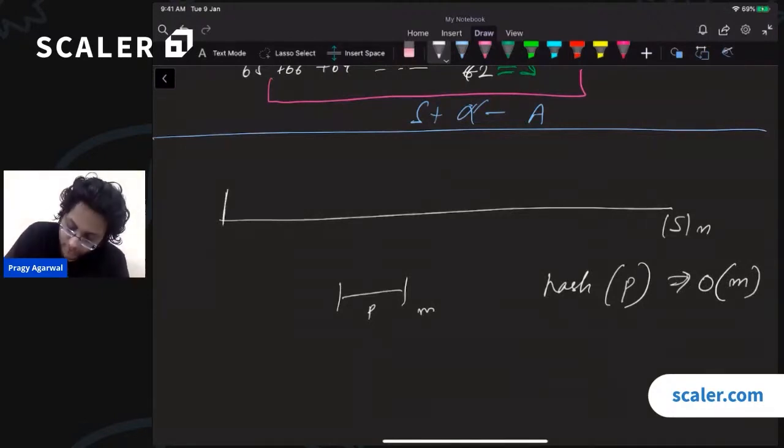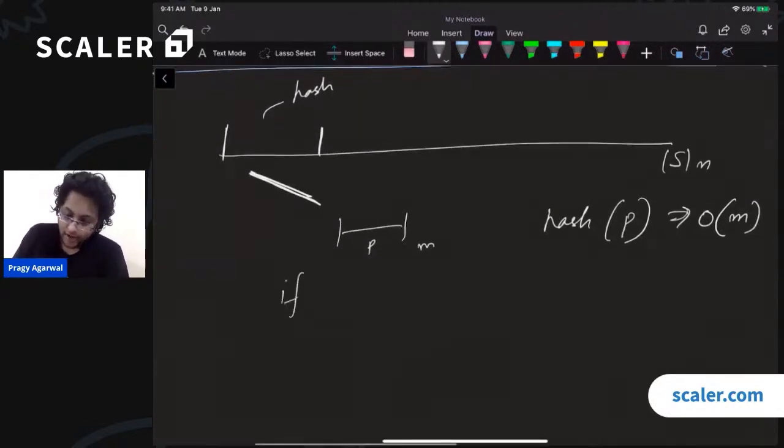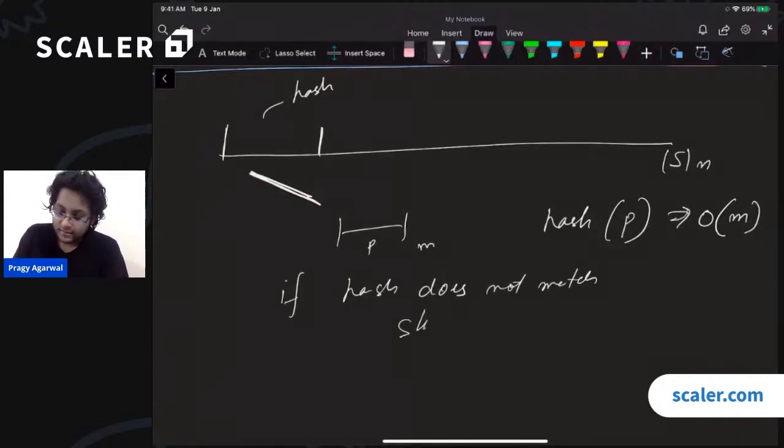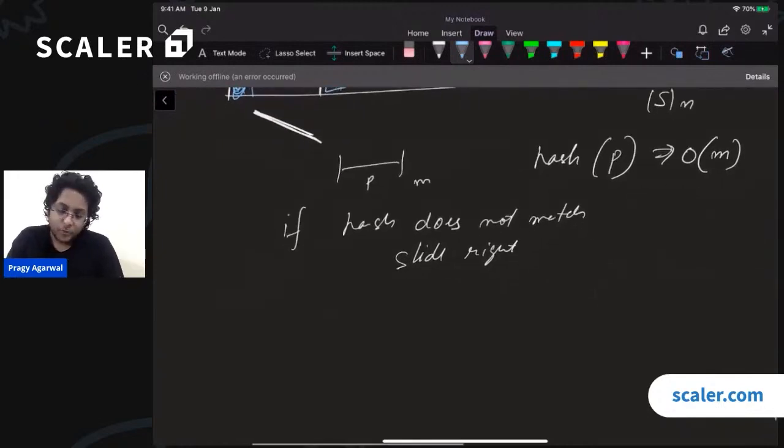Now I will start matching from here to here. I will calculate the hash of this window and check if the hashes match or not. If the hash does not match, I will slide my window to the right. How? To calculate the hash again, I will remove the value of this character and add the value of this one. That allows me to recompute the hash of this substring in order of one time. So sliding right takes just order of one time if the hashes do not match.